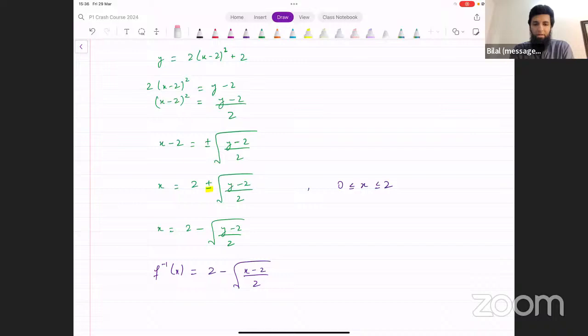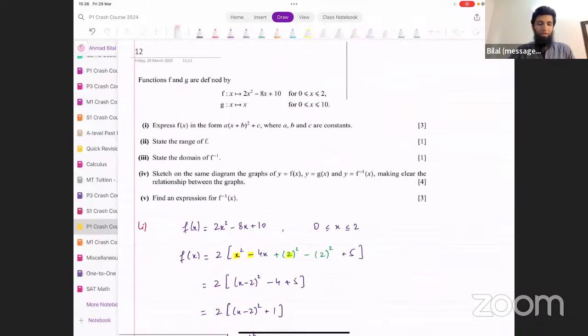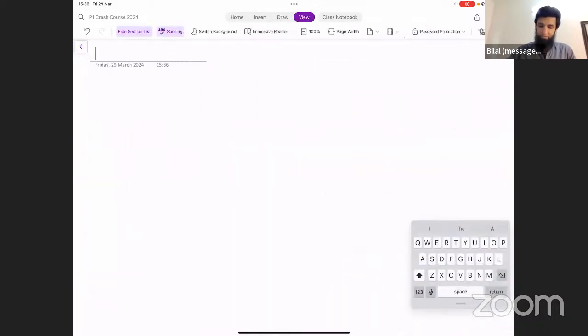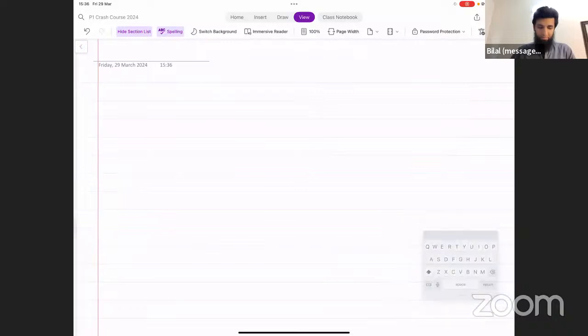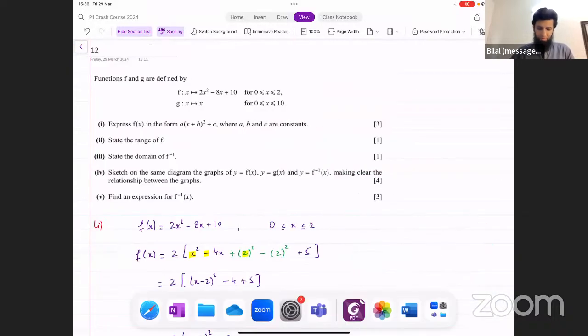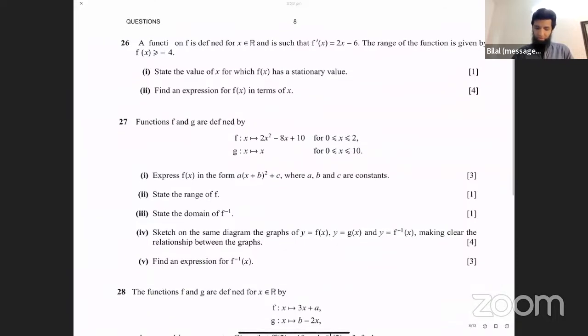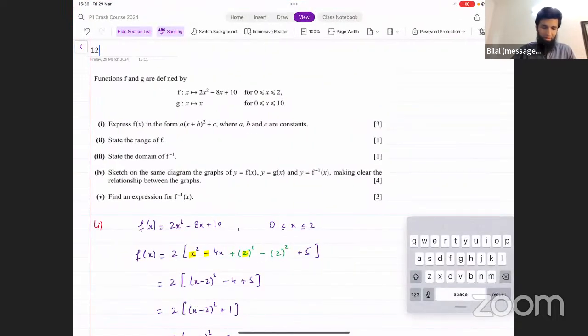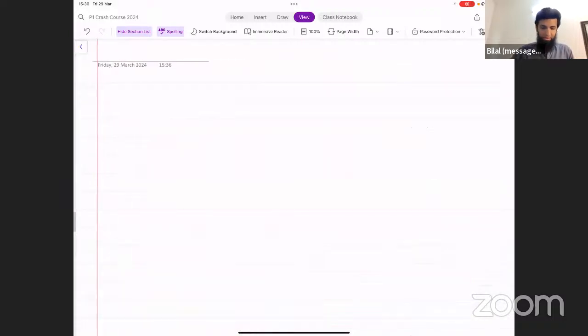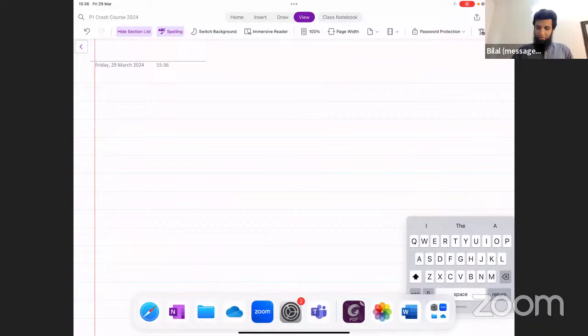Okay, good. Now let's look at another question before we end for today. Which one was this, by the way? Was it 12? I'm sorry, it was 26. I'll just correct that. This was question number 26. Okay, let's have a look at another one now.